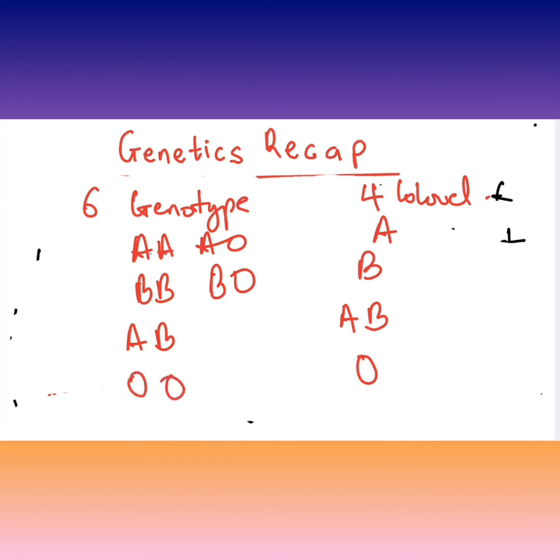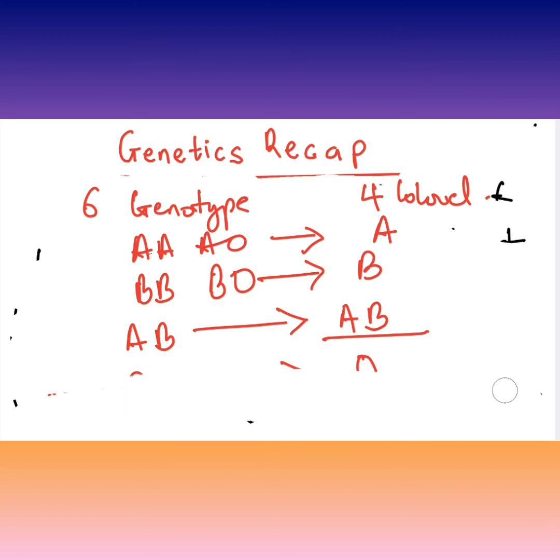Now we've already discussed that individuals with genotype AA and AO belong to blood group A. Individuals with genotype BB and BO belong to blood group B. Now individuals with genotype AB, common sense, belong to blood group AB, and as you would have guessed, individuals with genotype OO belong to blood group O.